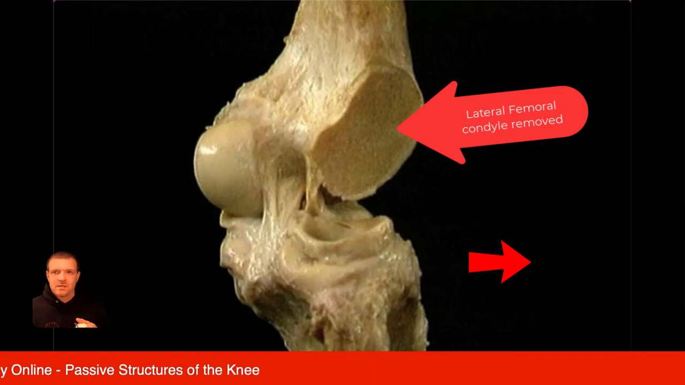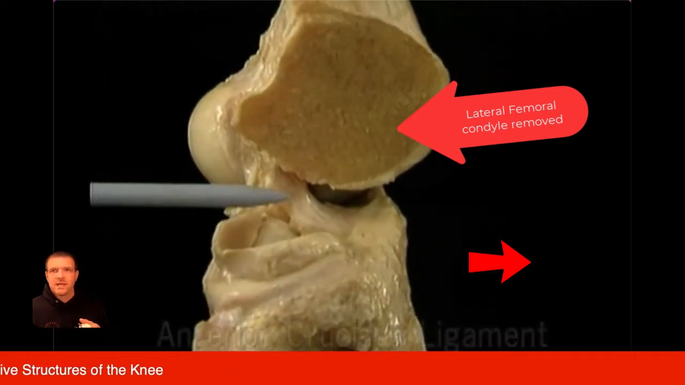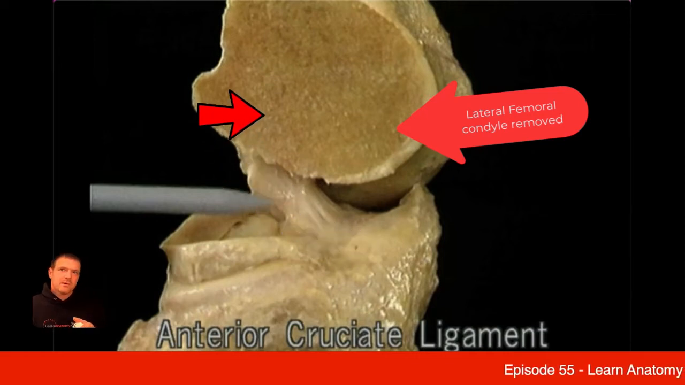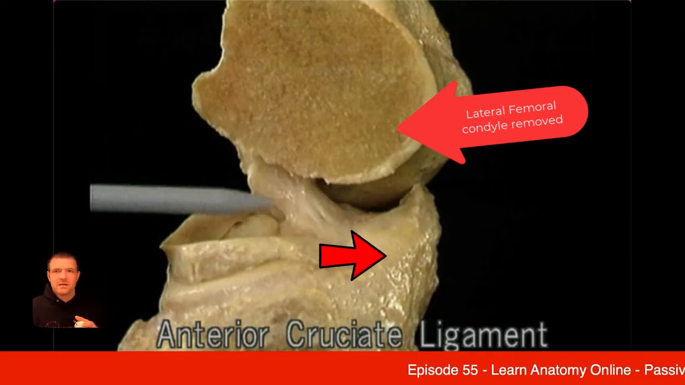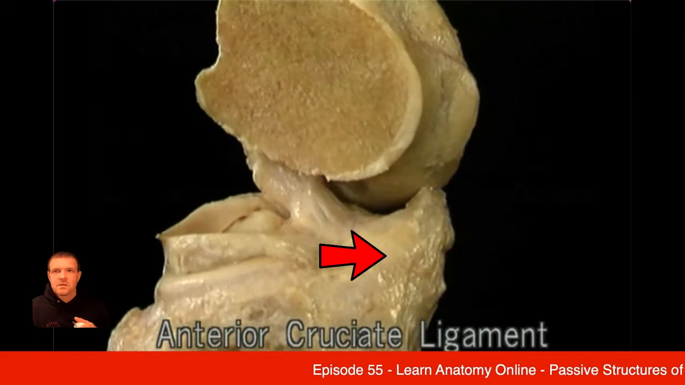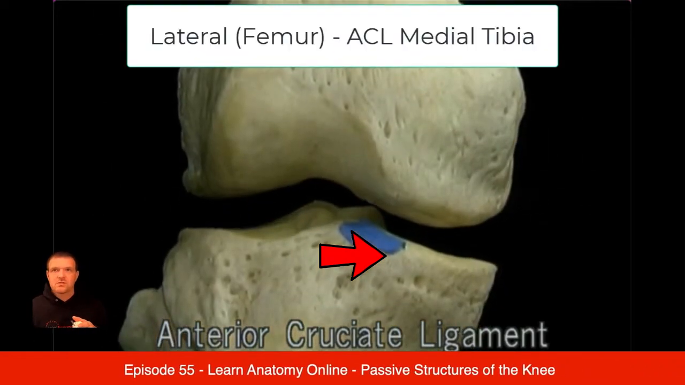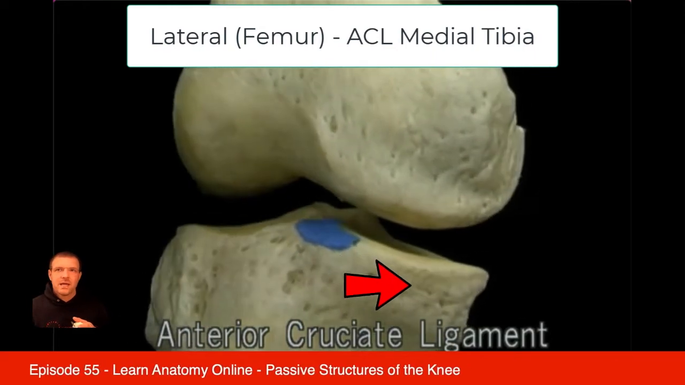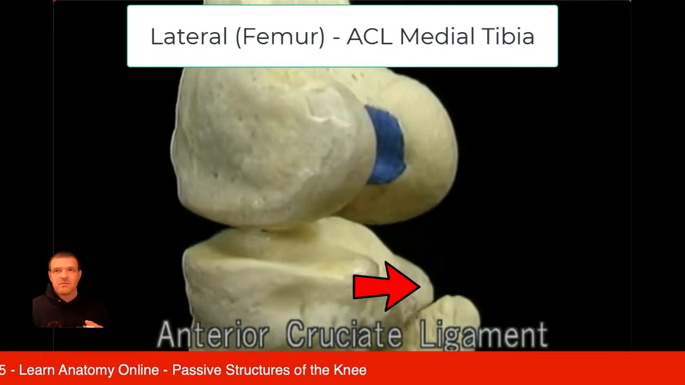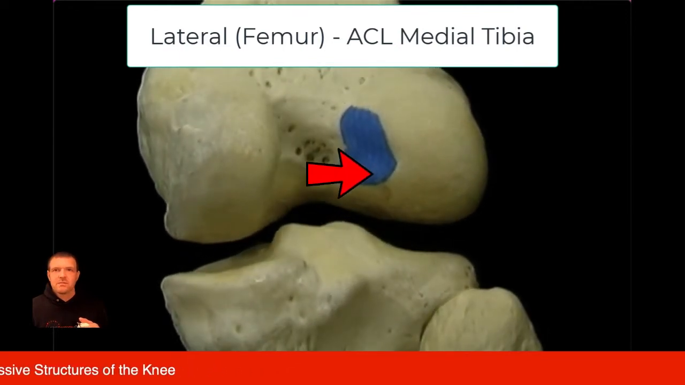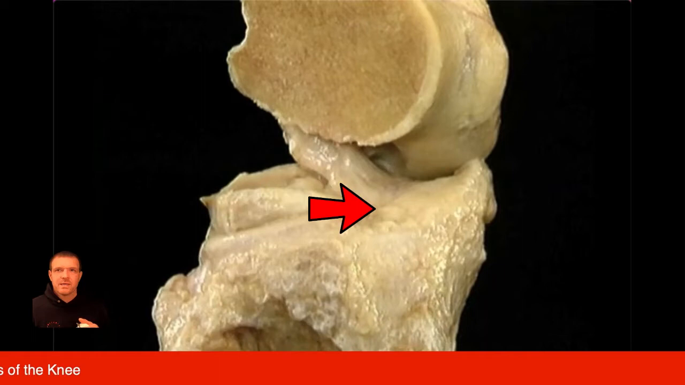Let's just have a look at that. Here you can see the direction of the fibre. There's your anterior cruciate ligament. You can see it starts on the anterior part of the tibia and then comes up in the opposite direction. And there it is. You can see how it crosses. So lateral femur, ACL, that's the LA part of LAMP. And there it is attaching there. So medial tibia up to lateral femur.